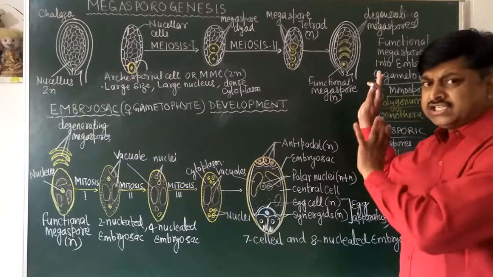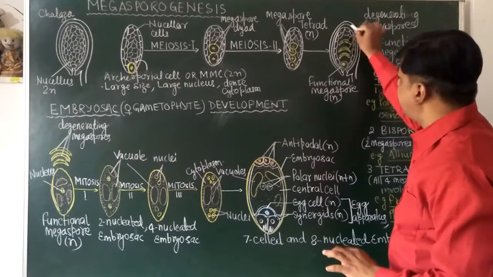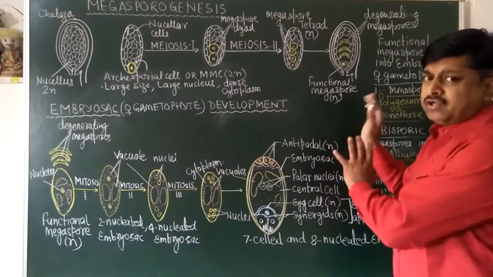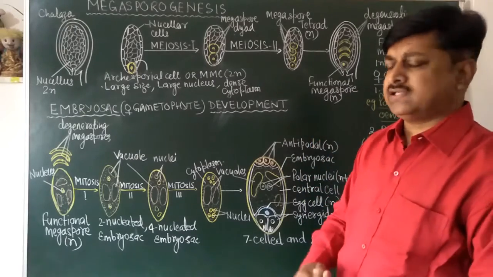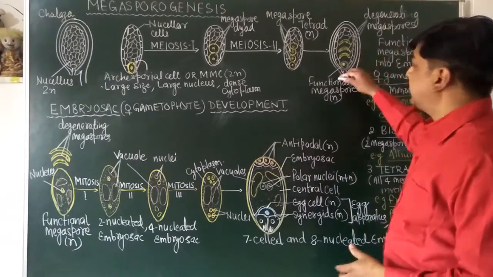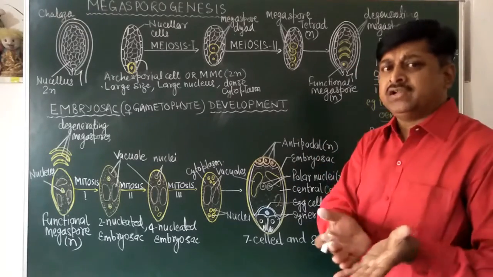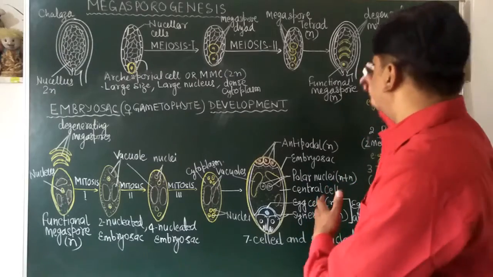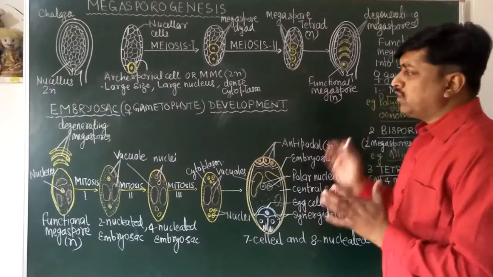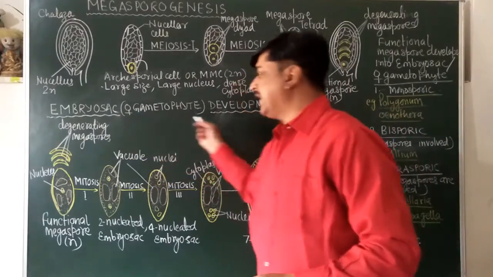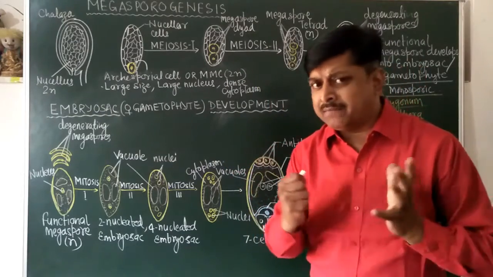ये सारी चीजें स्टूडेंट आप देख सकते हो सब न्यूक्लियस के अंदर ही हो रहा है. All these processes are going inside the nucleus. Clear? Because these cells are taking the nutrient from the nucleus only. Nuclear cells provide nutrition to the developing embryosac. Clear? अब देखो हमारा जो नेक्स्ट टॉपिक है that is the embryosac development or development of the female gametophyte.